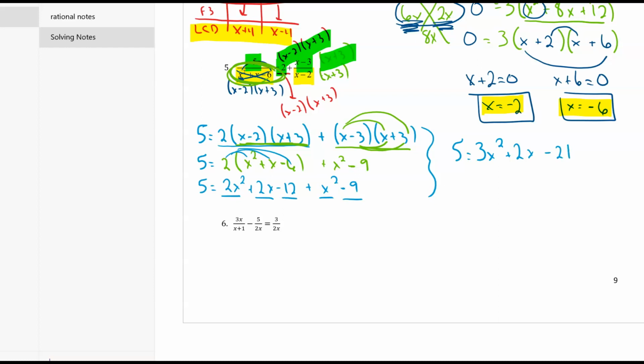Again, I notice I have more than one type of x, so I'm going to have to get it into factored form. So I'm going to subtract the 5 over, and that gives me subtracting 26. All right, again, I had to pause there for a moment. Because there's more than one type of x, we are going to try and factor.